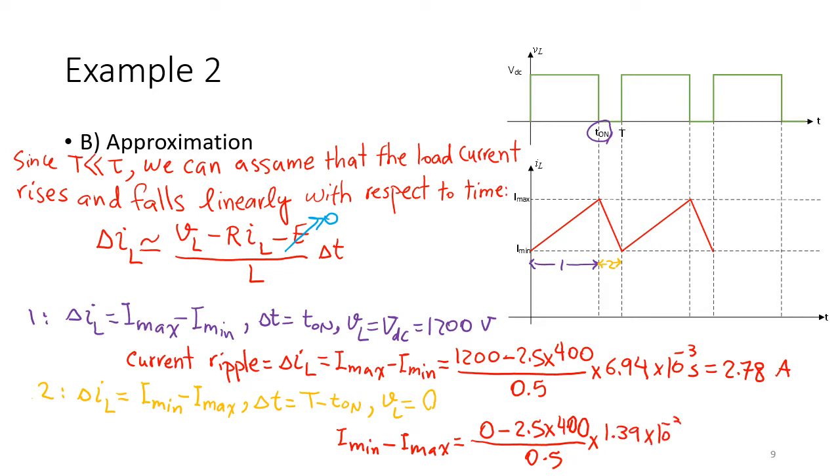1.39. This is T minus T on, and it's equal to minus 2.78 ampere. For sure it gives you the same answer, just with the negative sign. We said we can use either of them, either interval 1 or interval 2. Both of them can give you the answer. Any question here?